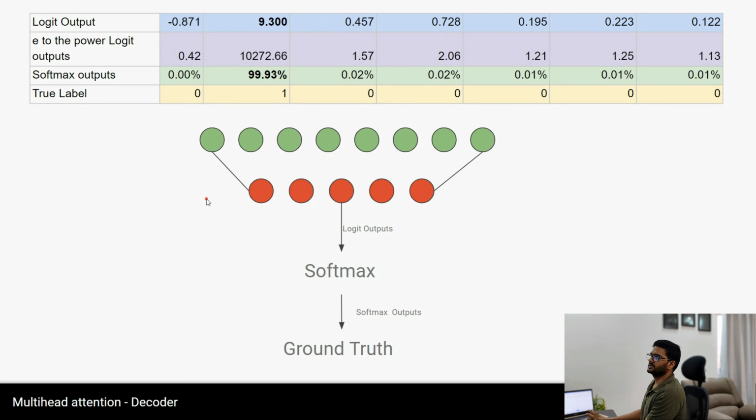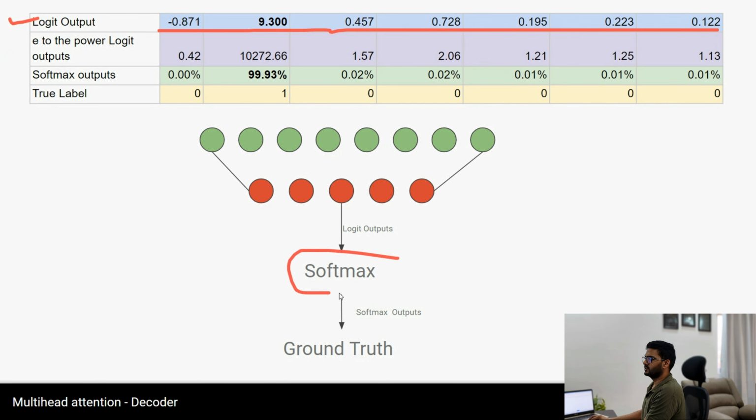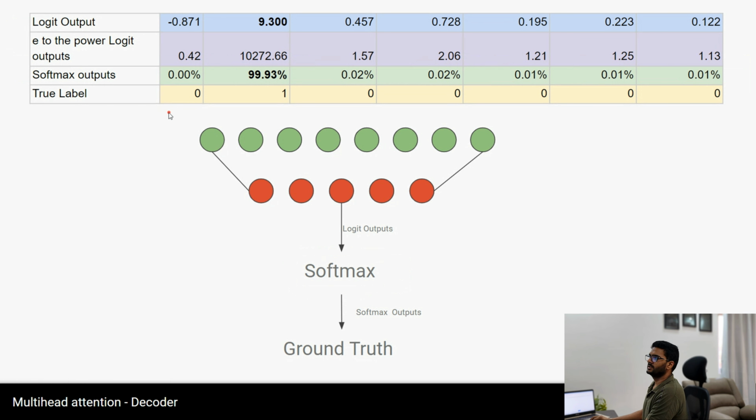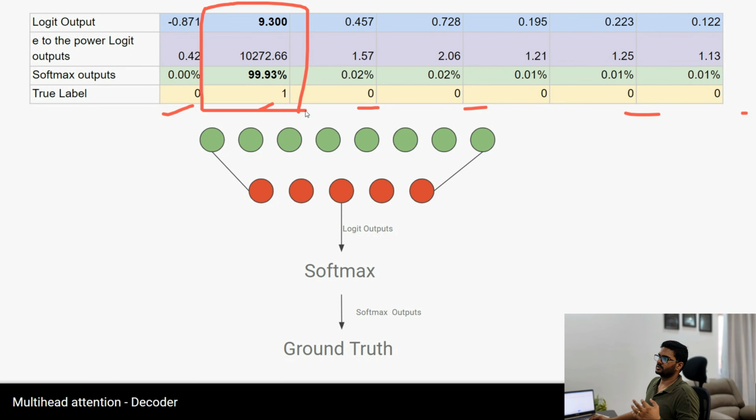So in a nutshell, this is how it works. Your model will predict logits, which will be some numbers. Then we apply softmax on top of it, which you can see here. I have done it in 2 steps. Logits to the power e, which will be this, and then we apply the softmax, therefore this will be my output, and my true label will be 0 1 0 0 0 0, and based on this we will pick this word as the output of the decoder.